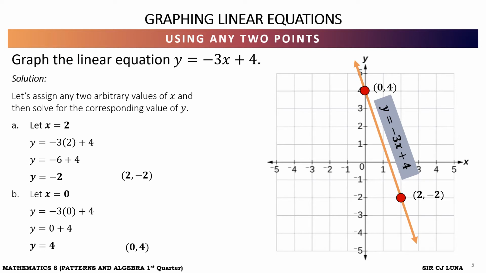Okay? So, first, gagawin mo, mag-a-assign ka ng values para sa x. Dalawa, pwede na yon. Okay? So, after mo mag-assign, isolve mo yung value ng y. So, after you get the 2 points, you plot them on the Cartesian plane and then connect the points with a straight line and label your graph. So, ganun lang siya. Okay? Very good.